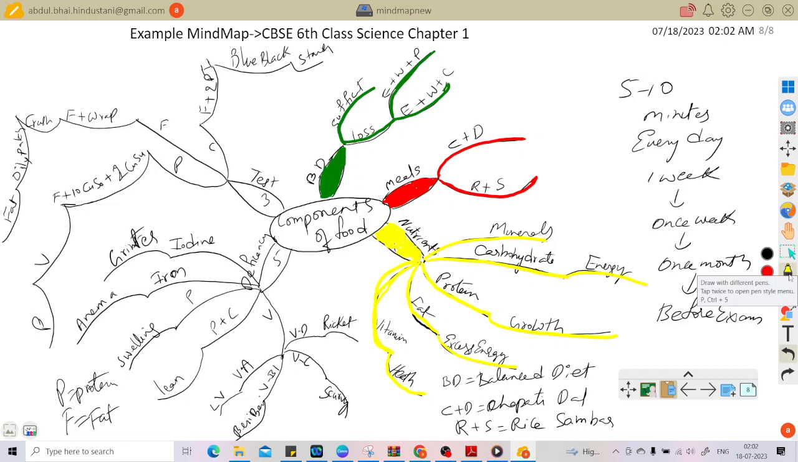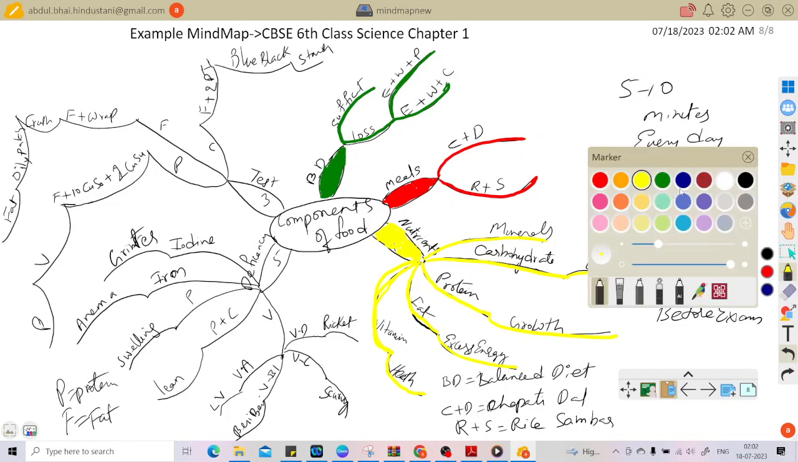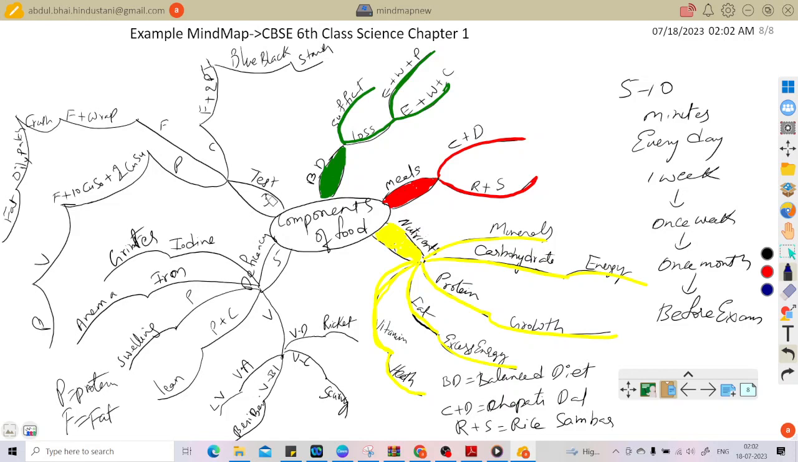And likewise, I will take another color. Let's use the blue color for test. I will quickly paint it with the blue color, right? And then this is the main branch, and we have a sub branch. I'm using the blue color for the branches. Okay, and then this is one more branch. Again, the branch.